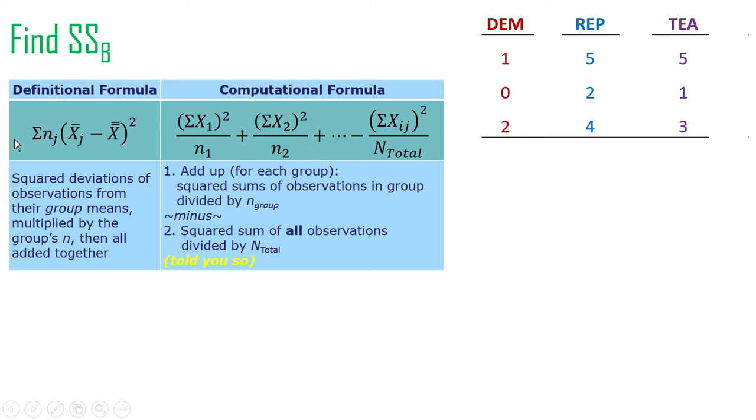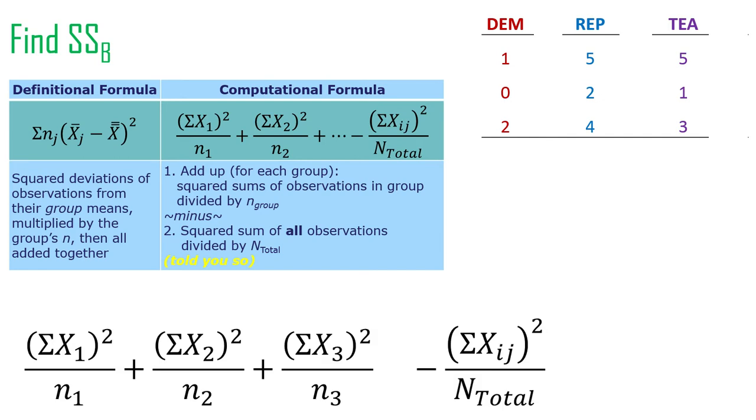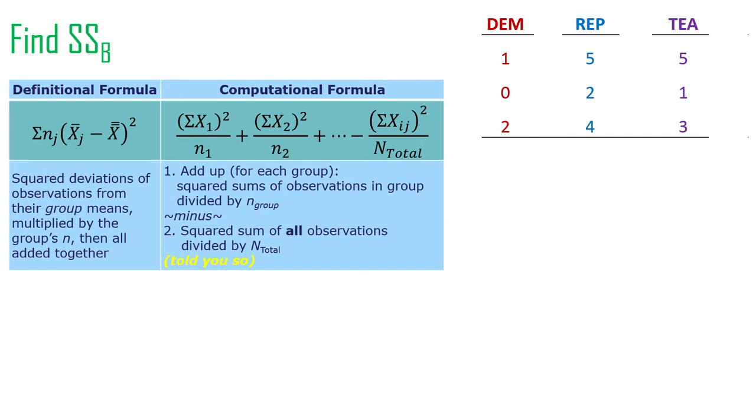But you'll notice that this n is right here. So if you were to do this calculation by hand, which you certainly can, using the definitional formula, oops, I didn't want that to happen quite yet. Pretend you didn't see that. Then first, when you summed these things up, you'd have to do n. So in group 1, you'd have to take the mean of group 1 minus the grand mean, square that, and then multiply it by 3 because there are 3 observations in group 1. Then the mean of group 2 minus the grand mean, square that deviation, and then multiply that deviation by the n of group 2, which also happens to be 3, and so on for group 3. And then add all those things together.